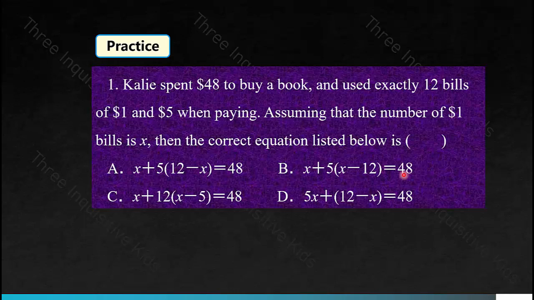Now let's do some practice. Kaylee spent $48 to buy a book and used exactly 12 bills of $1 and $5 when paying. Assuming that the number of $1 bills is x, then the correct equation to describe the scenario listed below is A.